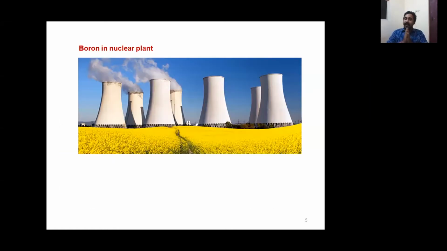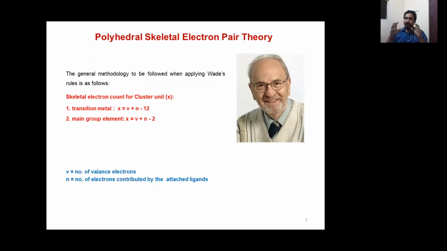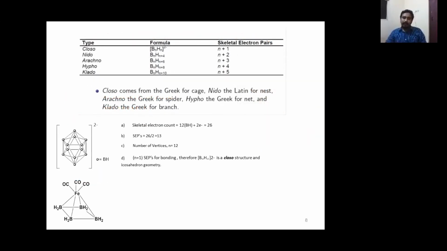In the reaction, they started using the boron basically as an inhibitor. Based on electron counting, you can categorize the clusters into geometries. Mostly closo, nido, and arachno clusters can be synthesized in the laboratory, but hypho and klado are very rare and very difficult to synthesize. So the n+1 category means it is a closo structure.